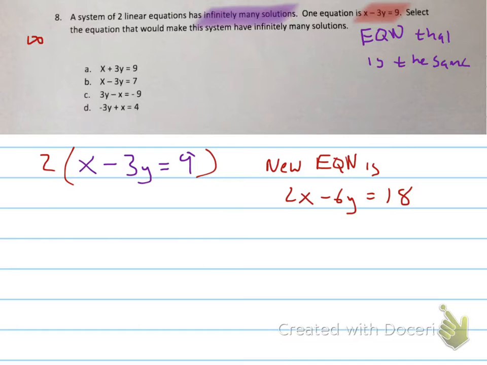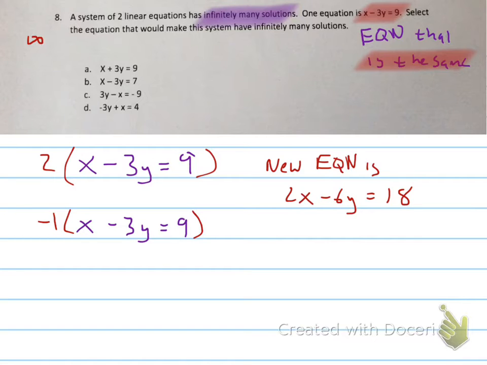I could also, hint hint, do this. Let me do it all in purple again. x minus 3y equals 9. I could take that and multiply by -1, and let's see what happens there. So we're looking for an equation that is the same. So the same.